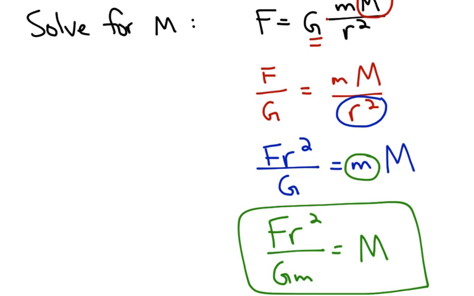Now, what order would you write this in? It doesn't matter. I wrote it as F times r squared over G times m. You could have written it as r squared times F over m times G or whatever. The order of multiplication doesn't matter because multiplication is commutative.